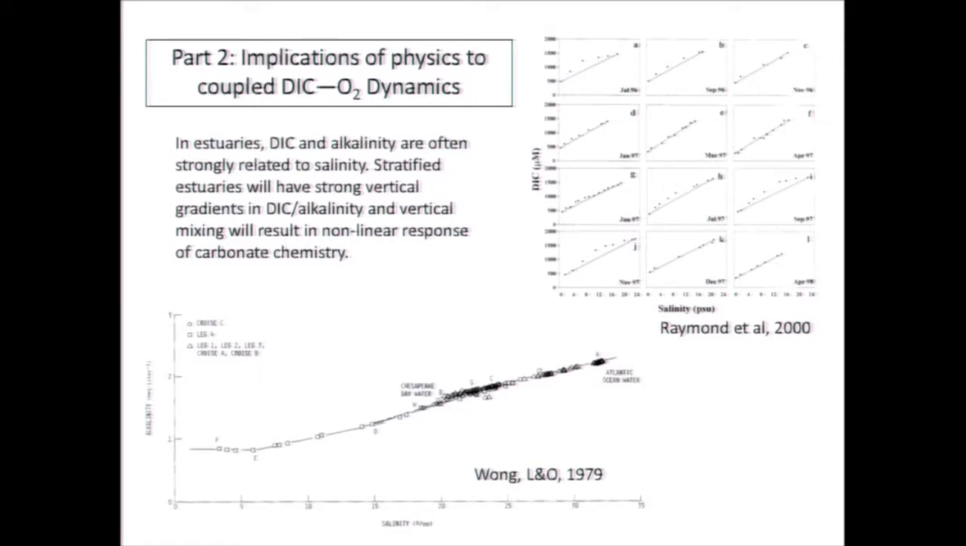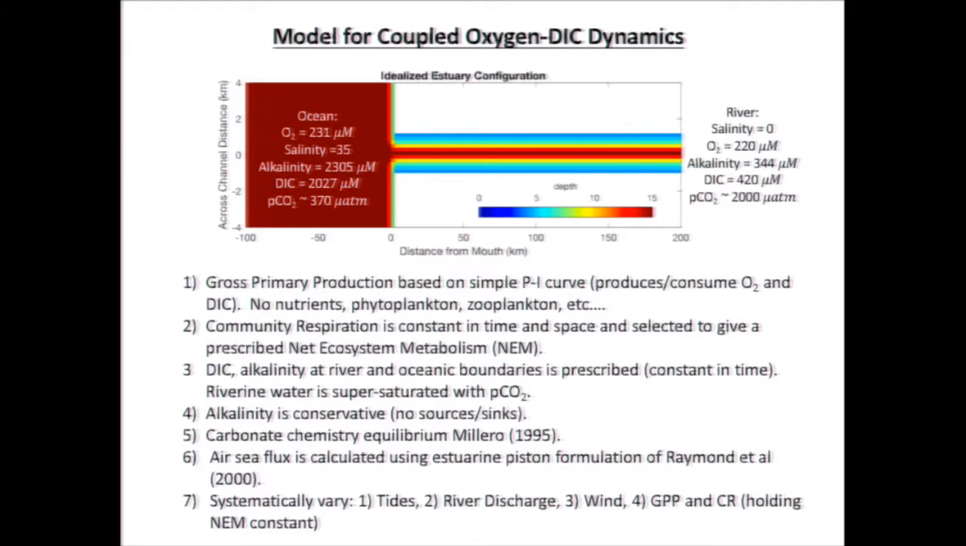It's going to be highly related to salinity, as is the alkalinity. This is data from Wong, from Chesapeake Bay as well, plotting alkalinity as a function of salinity on the x-axis. So we have this linear relationship between the two, and I want to apply a very simple model to look at how estuarine physics impacts the fate of oxygen and carbon as well. So I have a very idealized model domain.